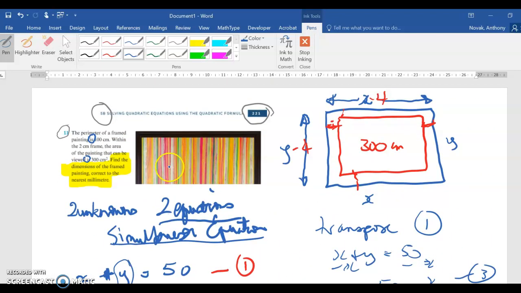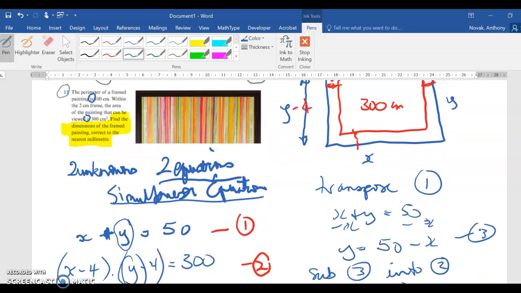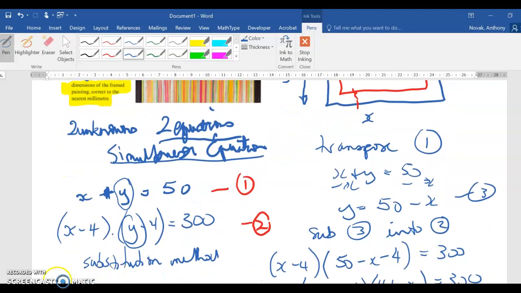I hope that helped you, and let's go back. So when it comes to problem solving, two unknowns, two equations. When you have two unknowns, you have to solve them simultaneously. And here we had a mixture of a linear equation and a quadratic. So hopefully that helped you. Have a good day.